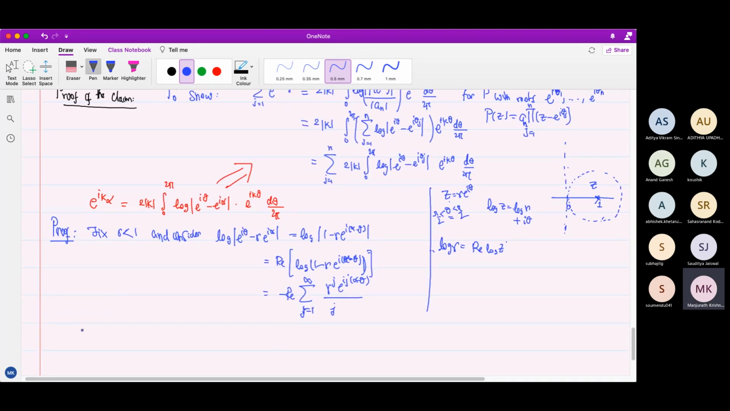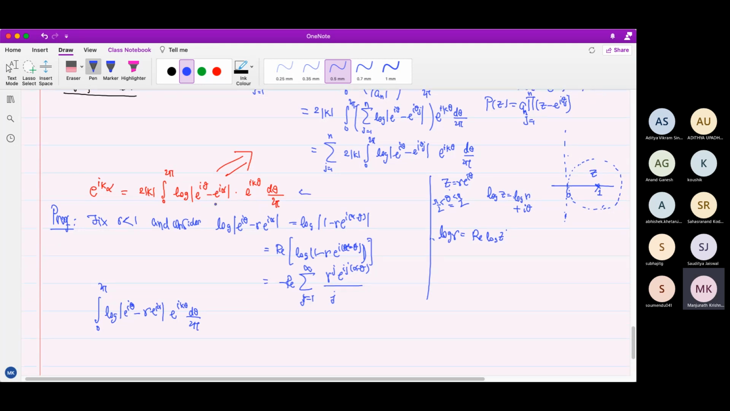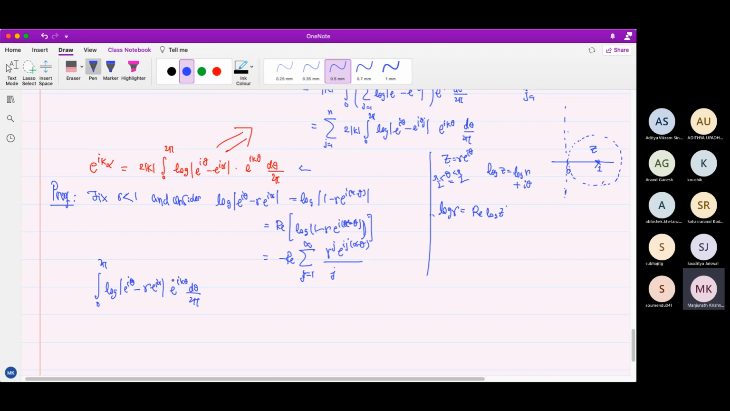So therefore, if I integrate from 0 to 2 pi log of the modulus of e to the i theta minus r e to the i alpha against e to the i k theta d theta over 2 pi, this is just the same as what I have here, except that I have put an r in front of e to the i alpha. I will let r converge to 1 in the end. So this is itself the Fourier expansion, right?